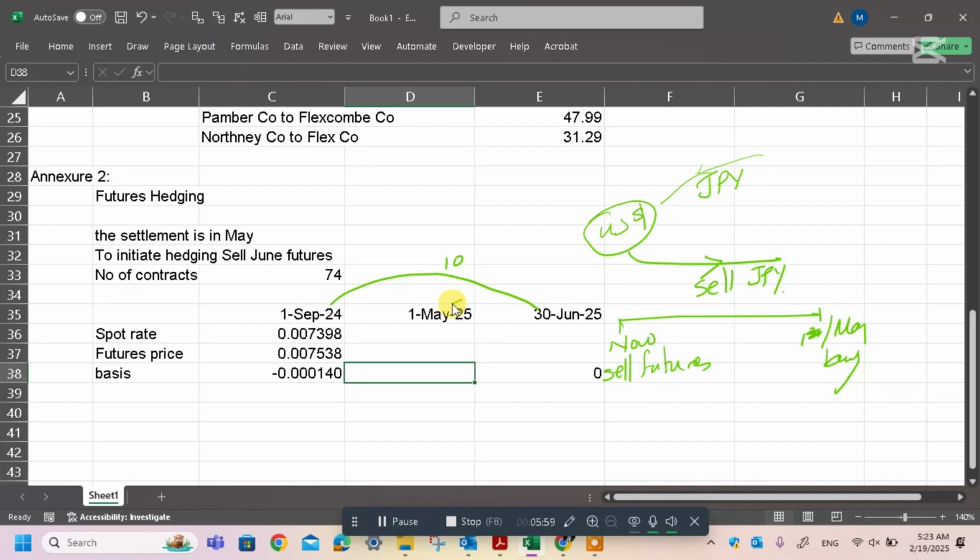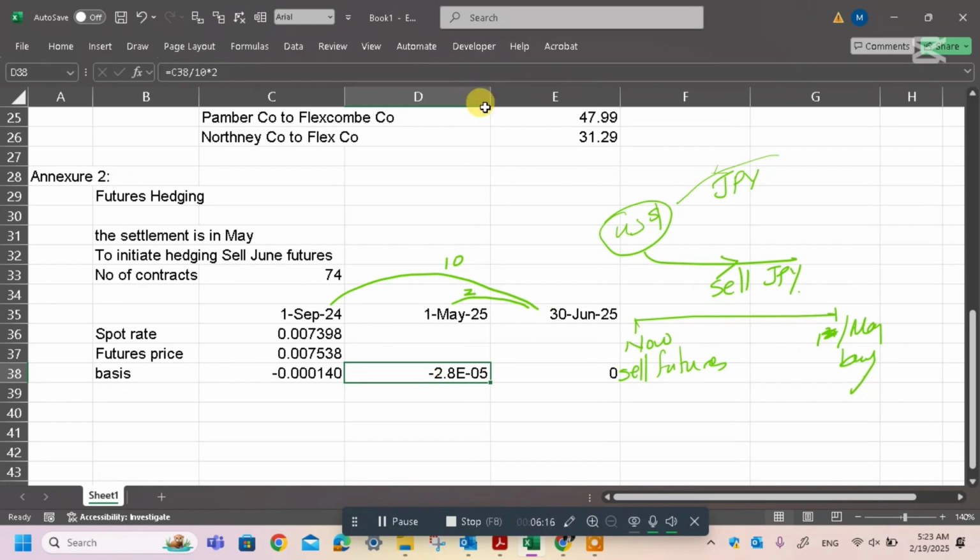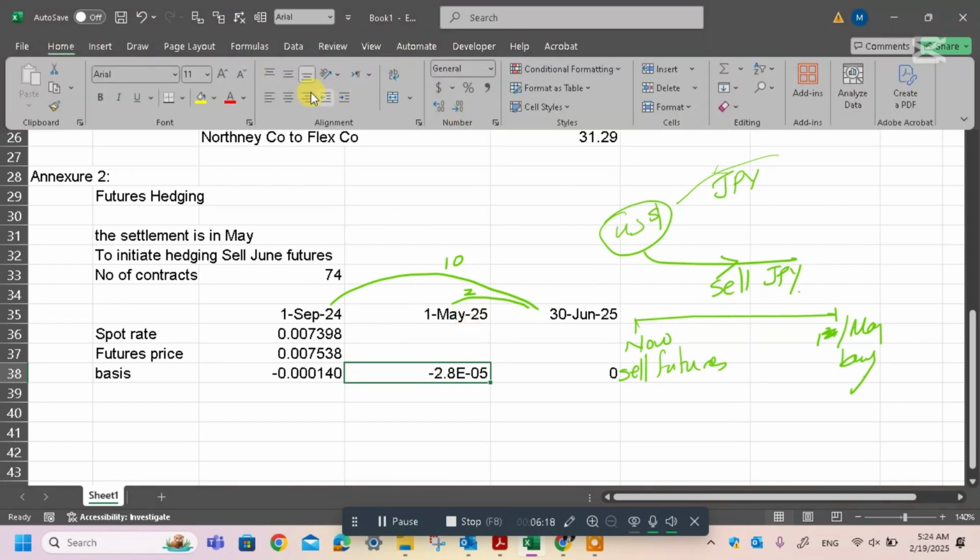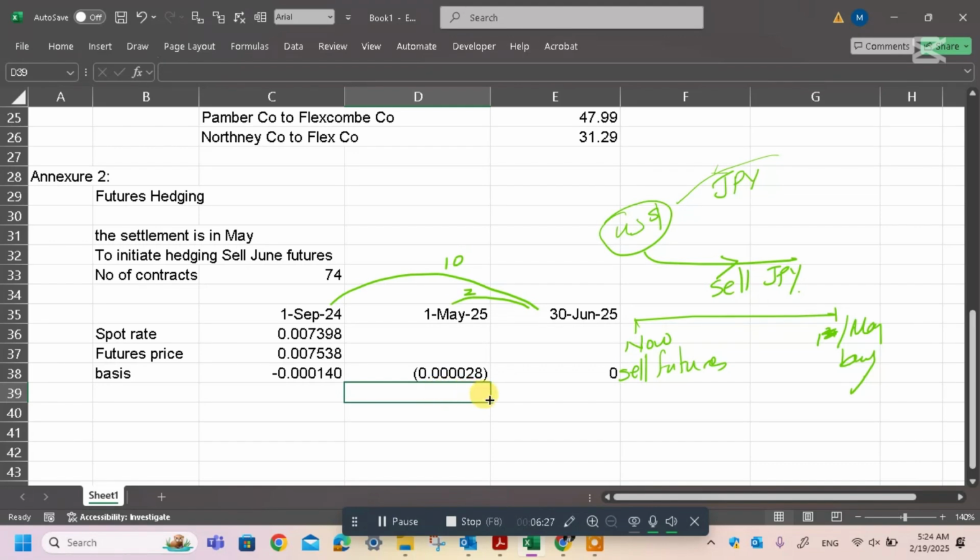On this date, how many months are unexpired? May and June. 2 months are unexpired. So your unexpired basis is going to be this figure divided by 10 multiplied by 2. 2 months are still remaining. Six decimals you can have, 0.000028. That is the unexpired basis figure. You don't necessarily have to make this table, but the table makes it error free.